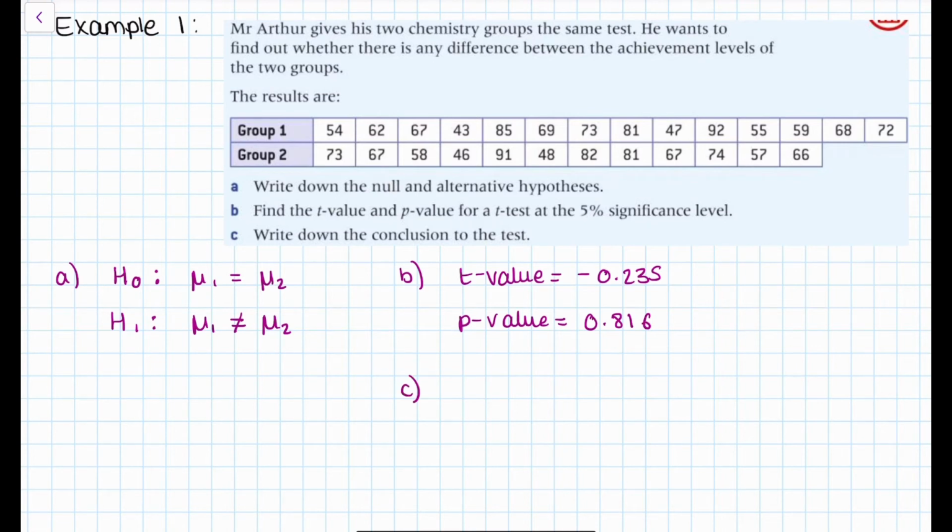C, write down the conclusion. So our p-value, which is equal to 0.816, is greater than the significance level, which is 5%, so it's greater than 0.05. When we have that, then we accept the null hypothesis. So therefore, we will accept the null hypothesis.